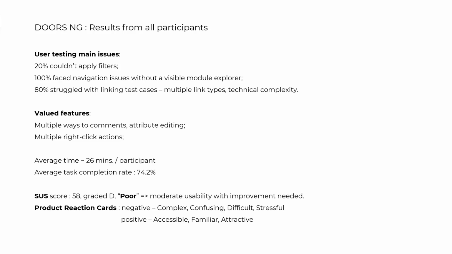The average time taken per participant was 26 minutes, and the average task completion rate was 74.2%. The system usability scale was applied after the user testing session, and the score obtained was 68, graded as poor. This shows moderate usability with serious improvements needed. The participants were also asked to choose some cards reflecting on their immediate experience, and these here are their choices. The negative words are complex, confusing, difficult, stressful, but we also have positive ones like accessible, familiar, attractive.